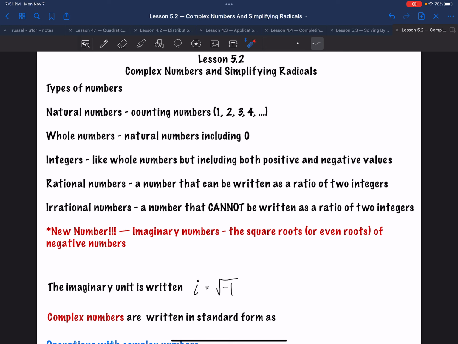Now, imaginary numbers are the square roots, or you can think of even roots, of negative numbers. So, square root of negative 12, square root of negative 3, square root of negative 5. And when I say even roots, this could be the fourth root of negative 16, the sixth root of negative 2, the eighth root of negative 1, right? All of these are imaginary numbers because I can't find these roots and have real numbers.